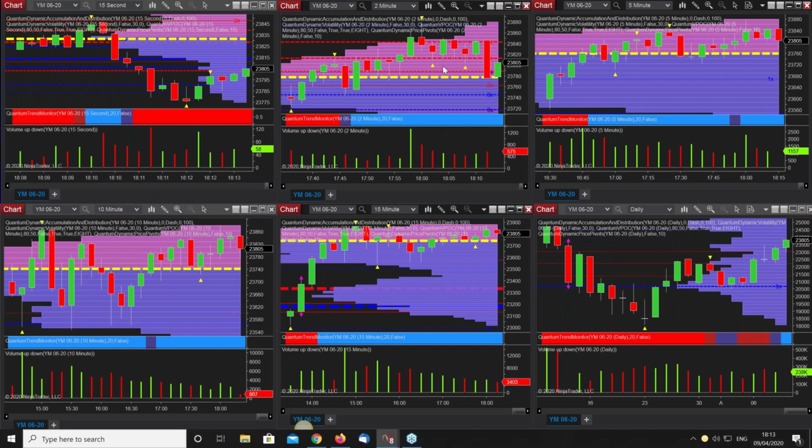As you can see, the volume point of control is pretty much in evidence across the piece. It's what's going on in the VIX. It's what you expect to see.